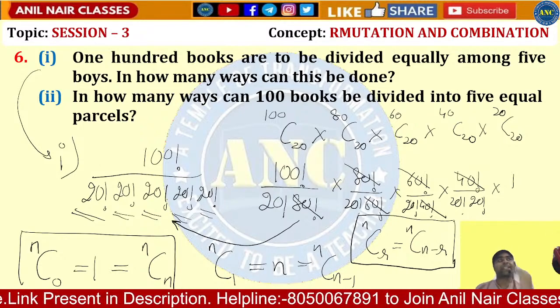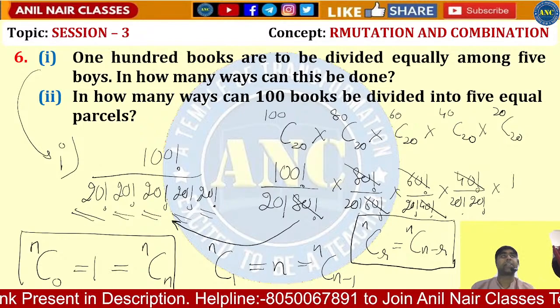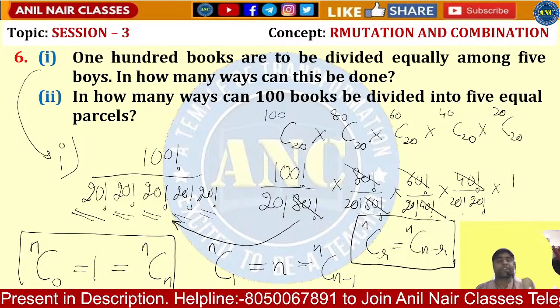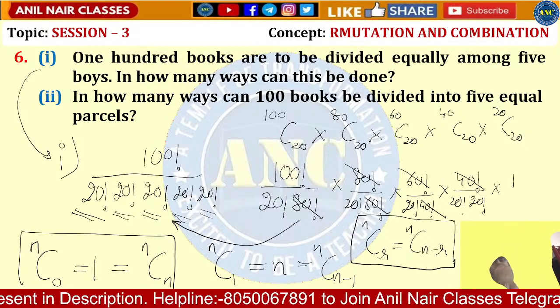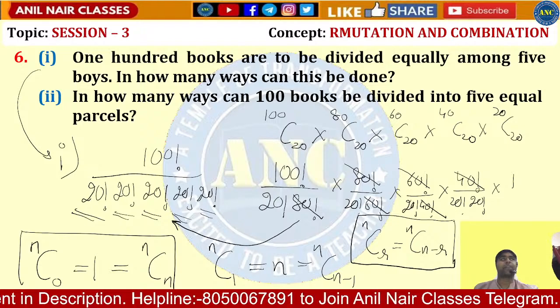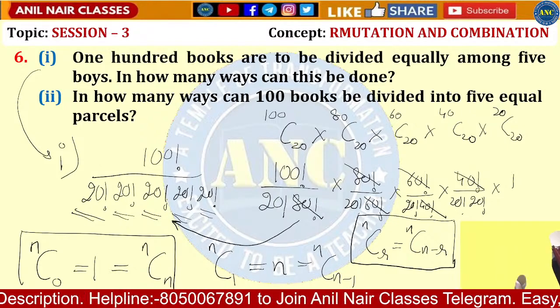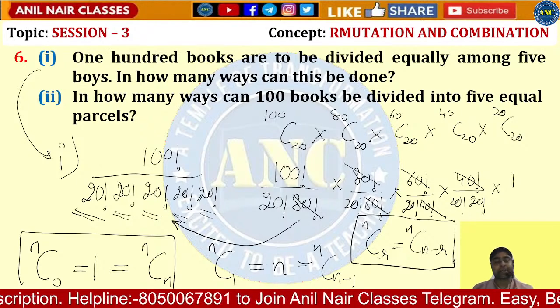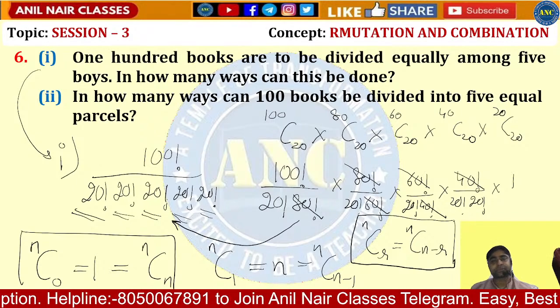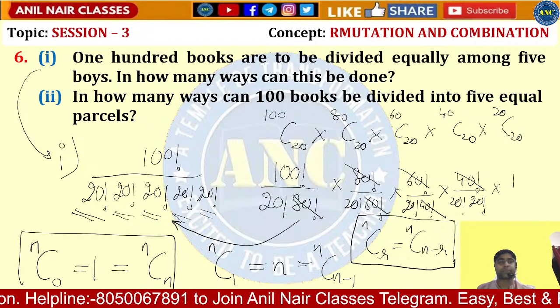Same way, what is NCN minus 1? If I don't want to call one friend, that means I am calling 9 friends. Okay. If I don't want to call one friend, then I am calling the 9 friends. So 10C9 would be the same as 10C1. I hope I'm making sense to you.